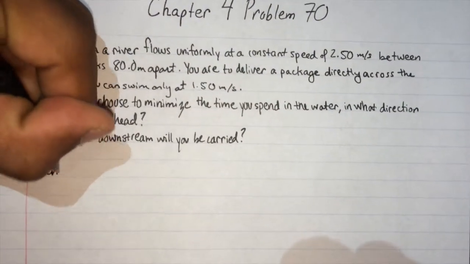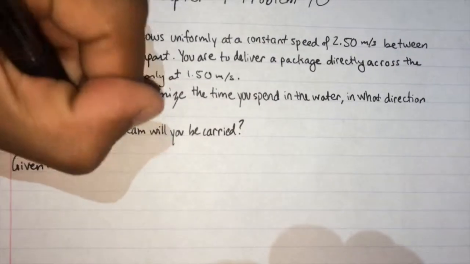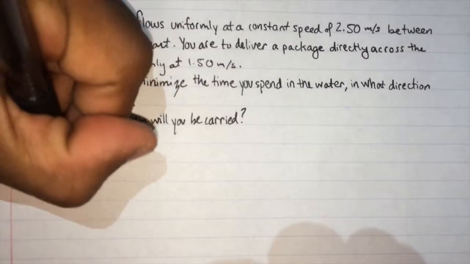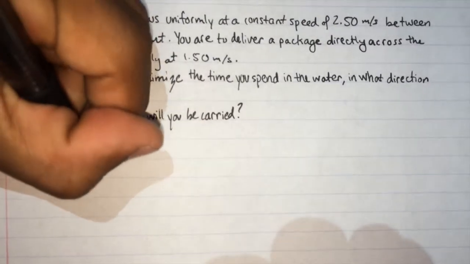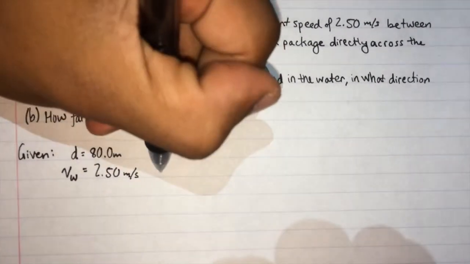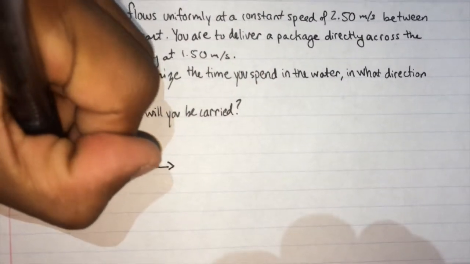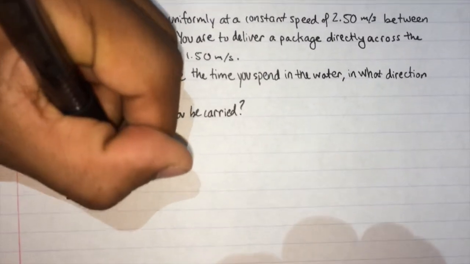We're given that our distance is equal to 80.0 meters. The river speed, I'm going to call that VW for V water, is 2.50 meters per second, and we're going to say this way as our direction. And then our V swim is going to be 1.50 meters per second.